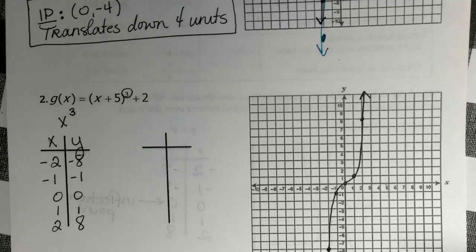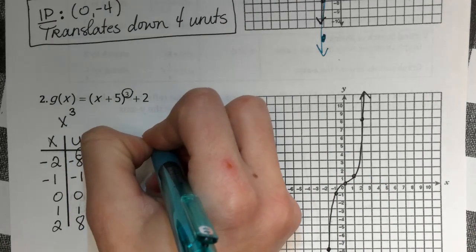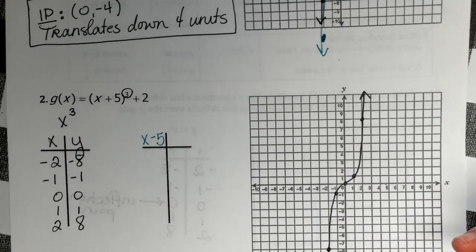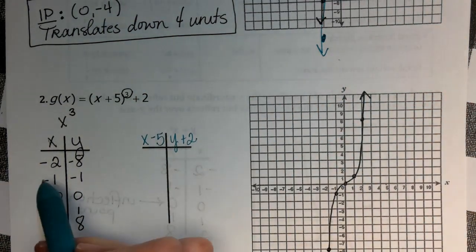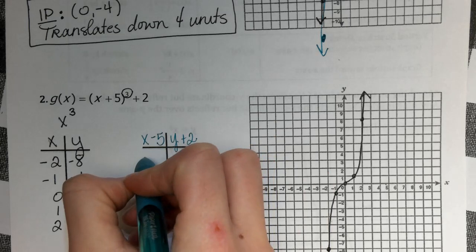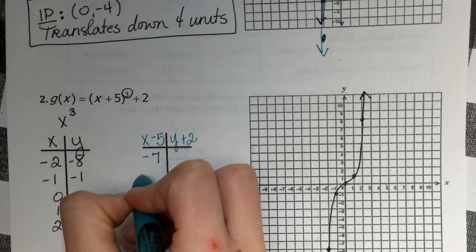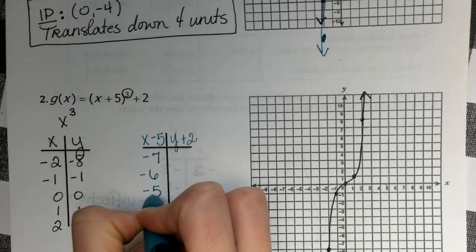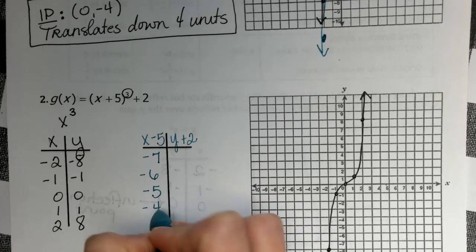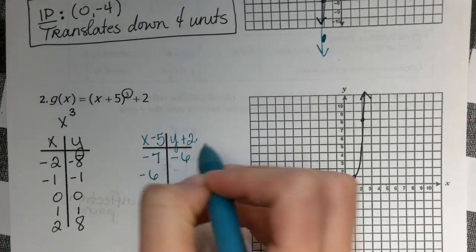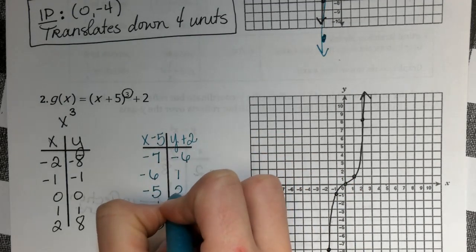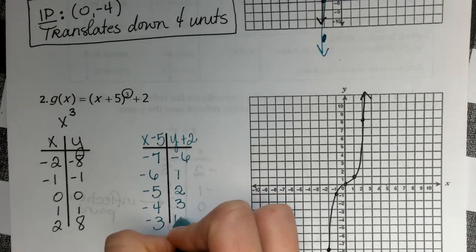Then for your transformation, what's happening to my x? In my table, I'm going to do the opposite. It's going to subtract 5. So everything is opposite in parentheses. And then what's happening to my y? So negative 2 minus 5, negative 1 minus 5, and then, all right, and then negative 8 plus 2, negative 1 plus 2, then 2, then 3, and 10.